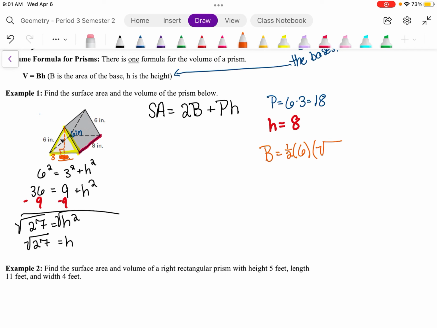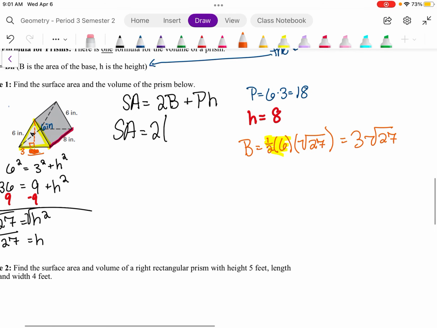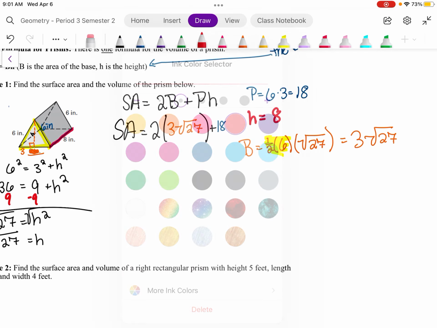So this is going to be times the square root of 27. So the area of our base is going to be 3 square roots of 27. And we got the 3 by just multiplying the 1/2 and 6 together. Now that we have all of our values, we just plug that into our formula. So we're going to take this times 3 square roots of 27. The perimeter was 18 times our height of 8.